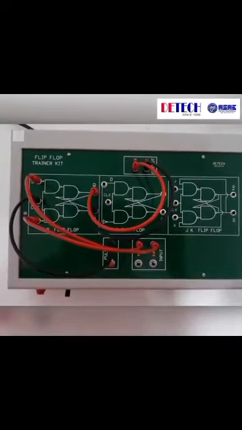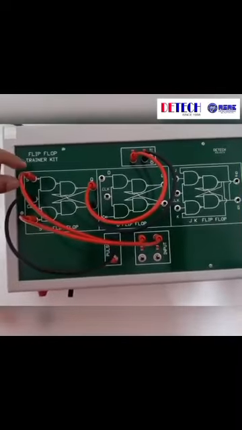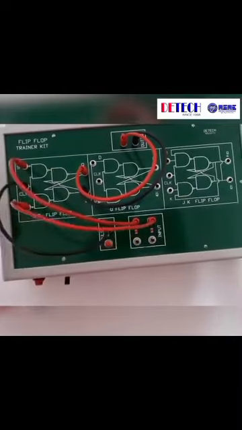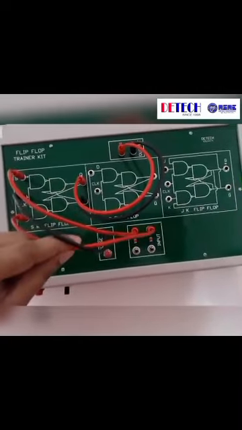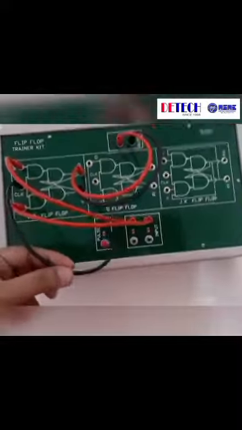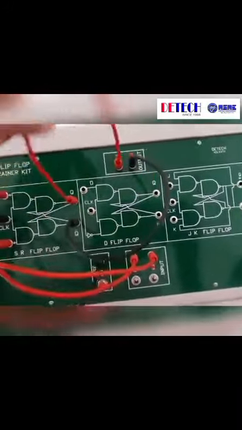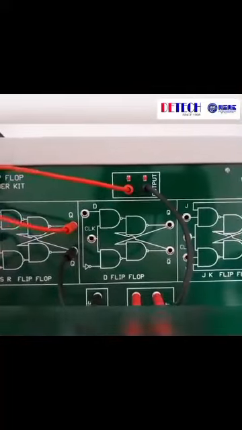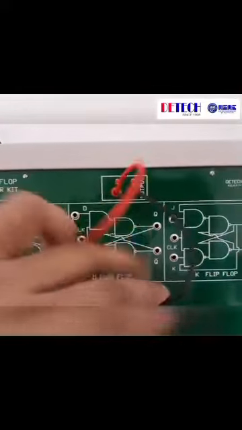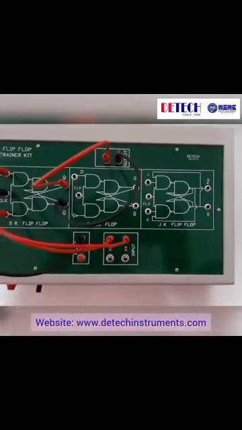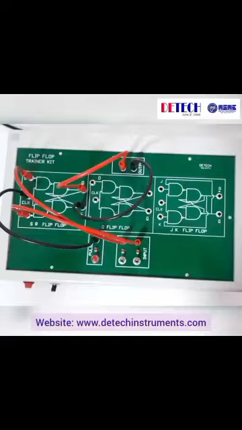So we have made connection for the SR flip-flop. I'll just quickly explain it. This is S, this is connected to the first input. R is connected to the second input. The clock has been connected with the pulse over here. And the output Q is connected and the Q bar is connected to this side. Now we'll see what happens when we have different combinations of input.